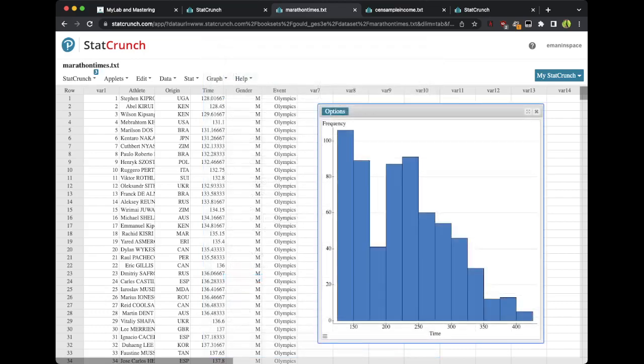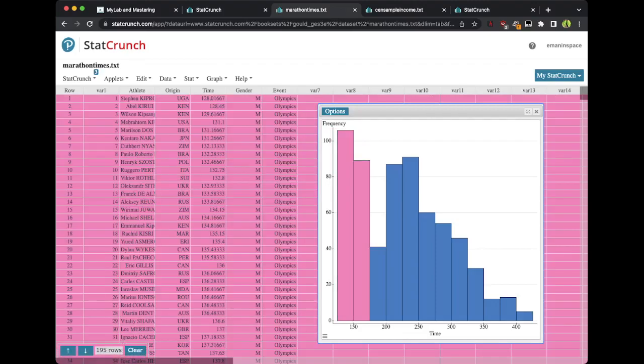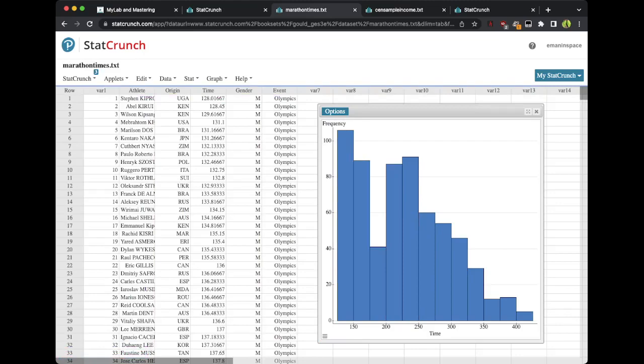Looking at this, it appears to be multimodal because there's a hump right here, and there's a hump right here that's actually pretty close to the one on the left. The reason you have these two humps or modes is because there's two sort of separate groups here. There's professional athletes and there's amateur athletes. So StatCrunch actually gives you a way to separate them out.